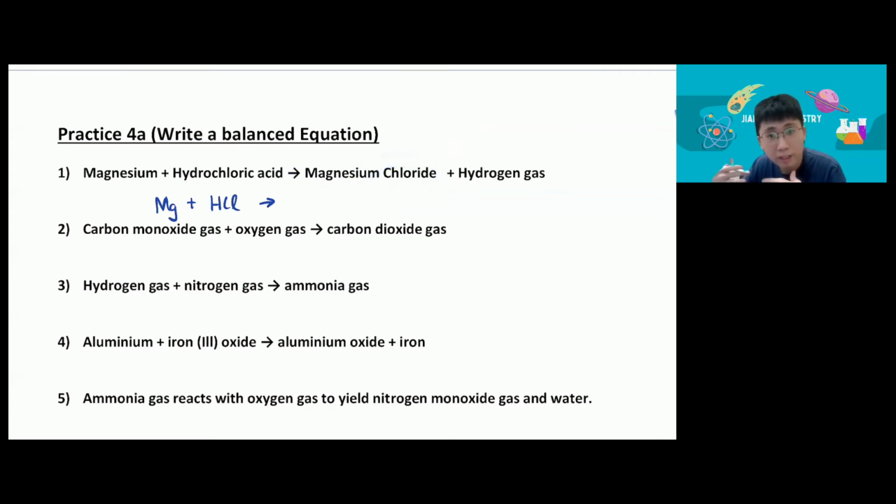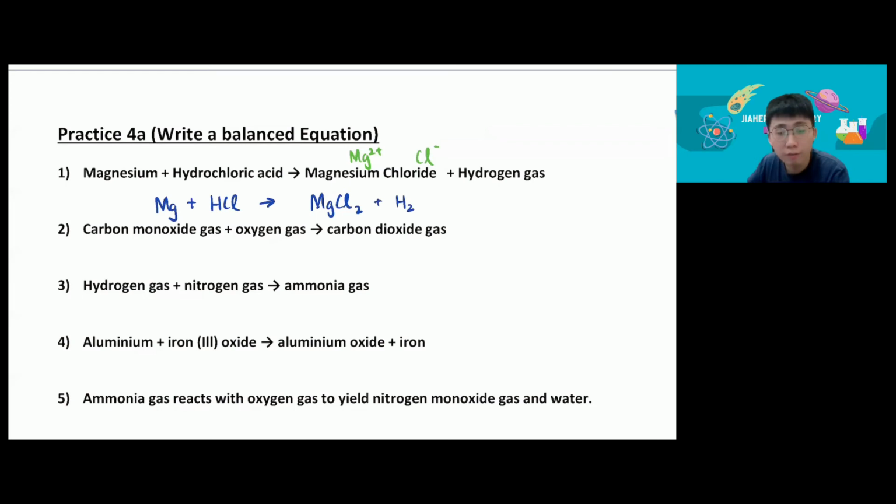So here, you need to remember what is the charge of the magnesium ion and what's the charge of the chloride ion. If you really know about it, magnesium ion is Mg2+, chloride is Cl-. Because we know that Mg is 2+ and Cl is -, you're going to get MgCl2. Plus hydrogen gas. Hydrogen is H, but it's a gas. A gas always has to have a 2 at the bottom right.